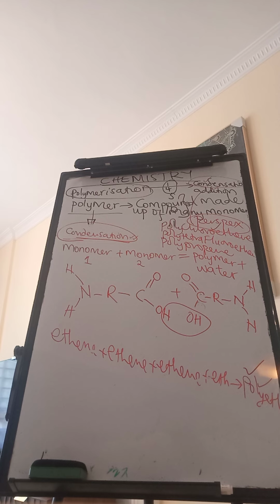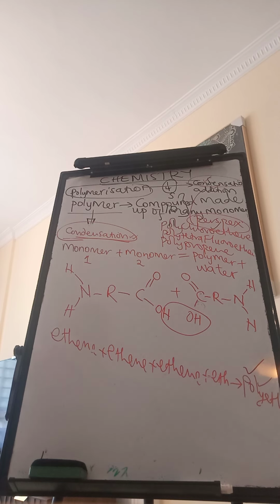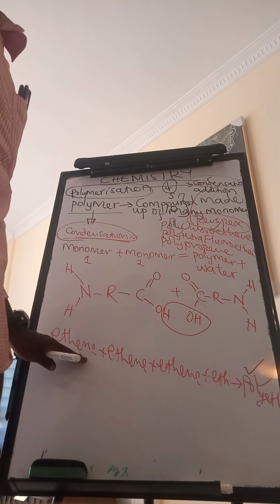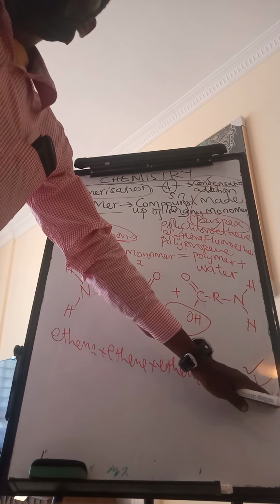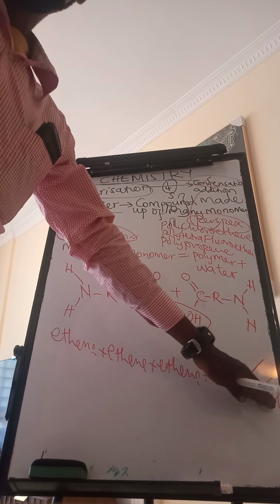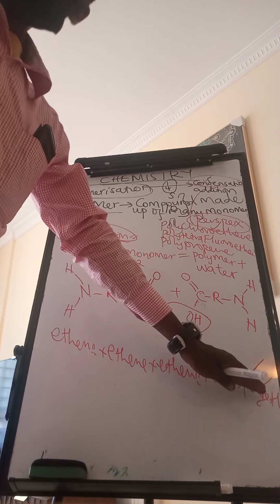Is it polyethane or polyethene? We always say ethene, not ethane, even though it's an alkane. Do you know why? Many ethene molecules undergo polymerization. If you say polyethane, then that means the monomer is ethane. So you say polyethene to mean many ethene molecules.